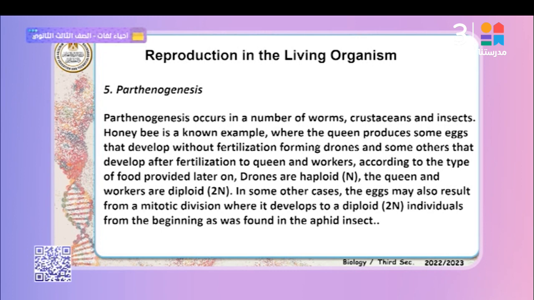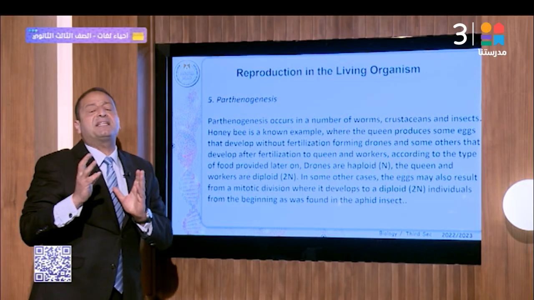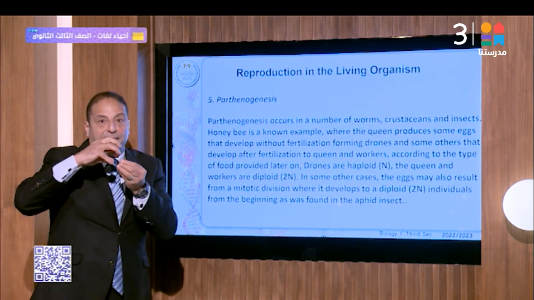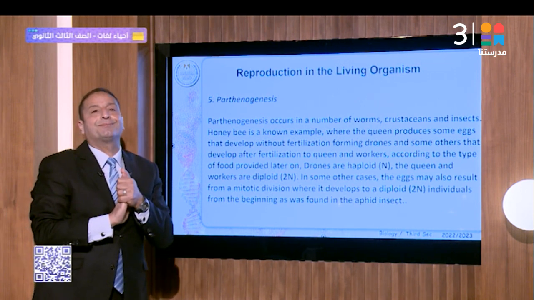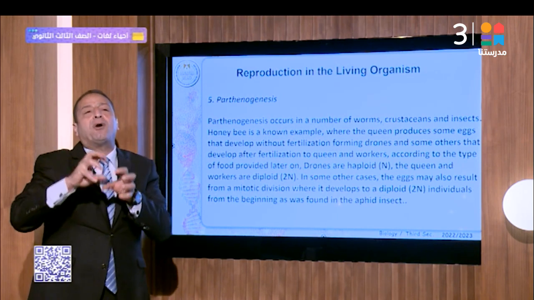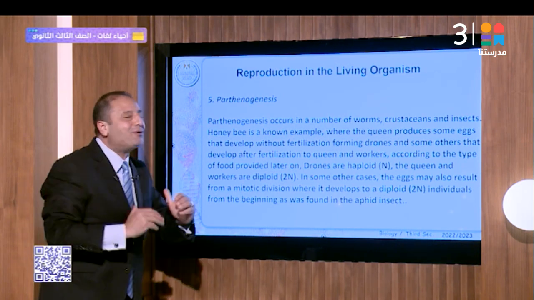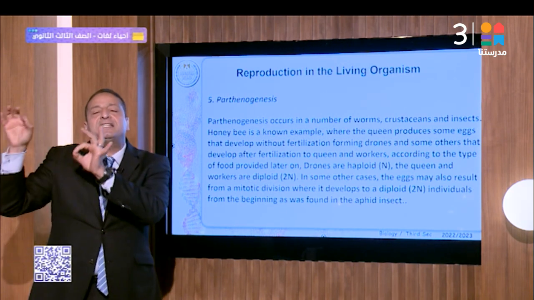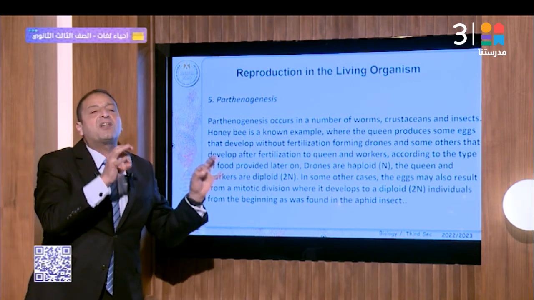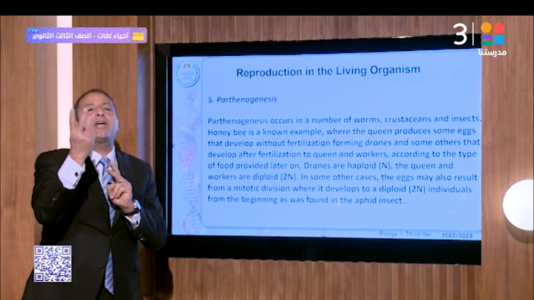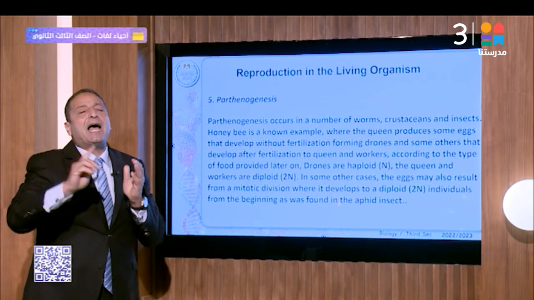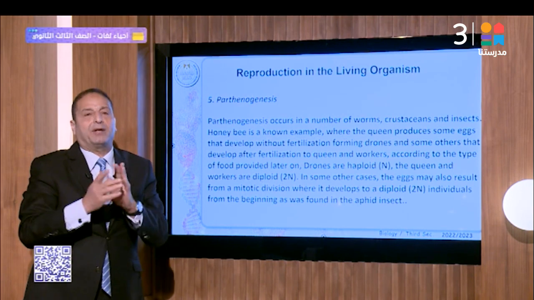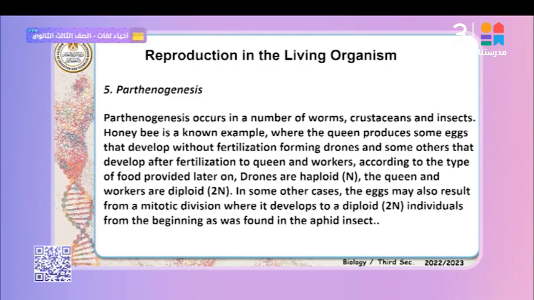Parthenogenesis. What is the meaning of parthenogenesis? It is the ability of the ovum to produce a new individual without fertilization by male gametes. That means the ovum develops into a new individual without fertilization. This is a specific type of asexual reproduction. It occurs in aphid insects and honeybee queens. Parthenogenesis occurs in a number of worms, crustaceans, and insects.